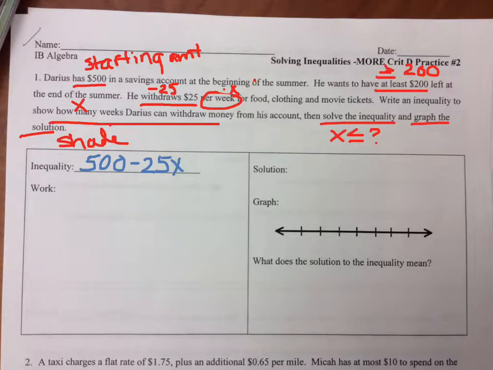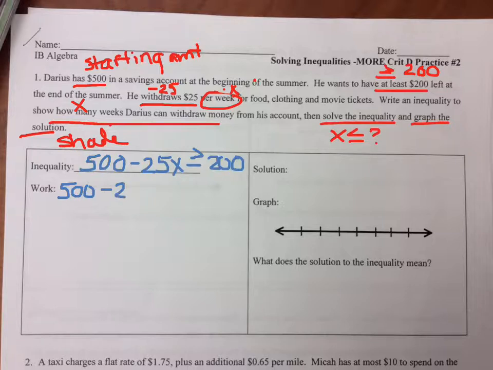Then we know after all that's happening, starting with $500, taking $25 out week after week after week, we want to make sure that we have greater than or equal to $200 left over. So we want to know how many weeks is he going to be able to do that in a row or in general during the summer before he goes below $200. We want to keep him from losing all that money. So let me rewrite it here.